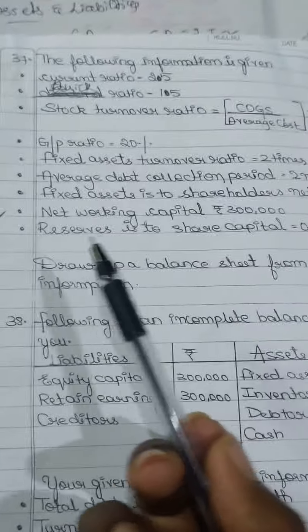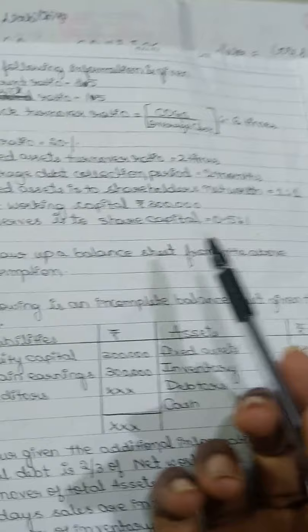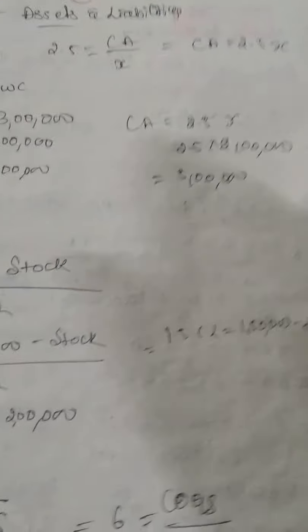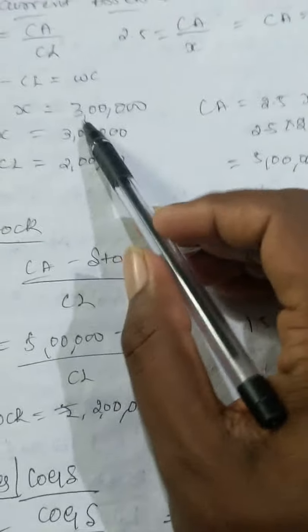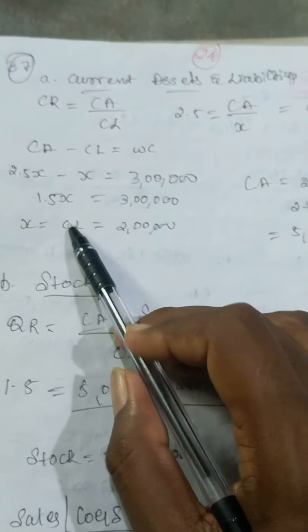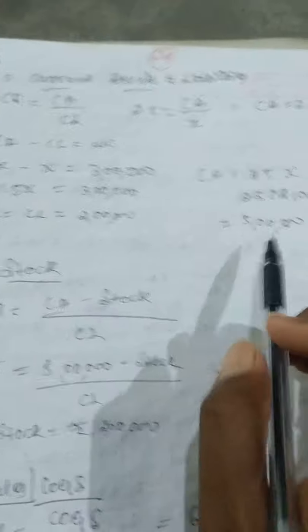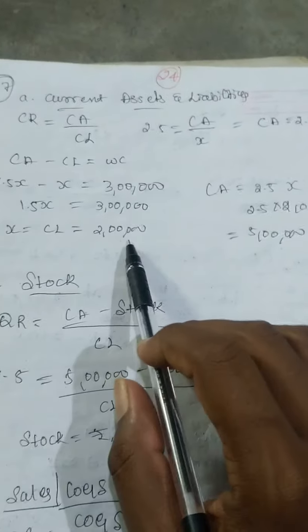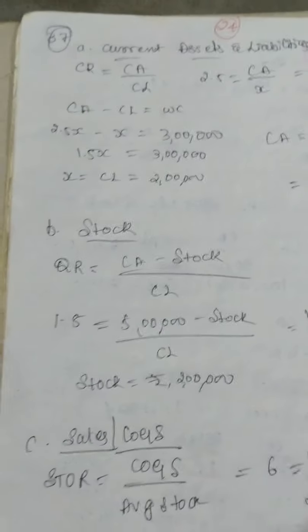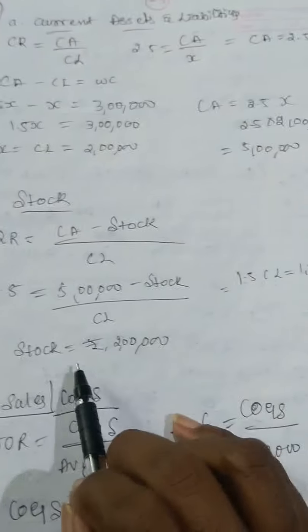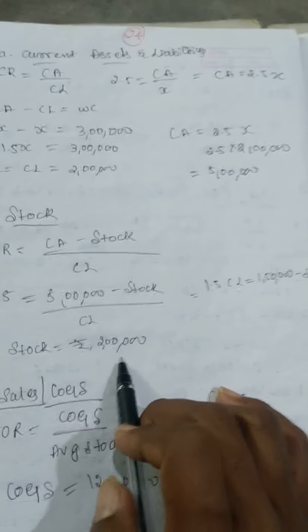Next, net working capital, in order to find out your current assets and current liabilities. Reserves to share capital of 0.5:1, that is 50% of share capital. Now first I am identifying current assets and liabilities. So with the help of this equation they have given working capital. With the help of working capital we can find current assets. Sorry, current assets is 5 lakh, our current liabilities is 2 lakh. I hope people know how to apply this equation. Next, stock. With the help of current ratio, I'll be finding stock of rupees 2 lakh.